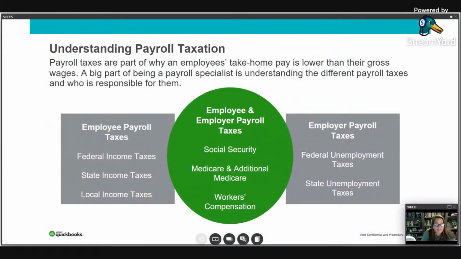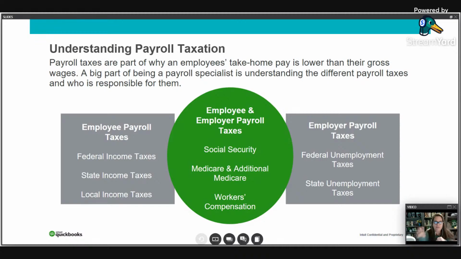So this next section is understanding payroll taxes and any workers' compensation. Payroll taxes are part of why employees' take-home pay is less. That's going to be their net pay. So they have their gross pay, any deductions, whether they're tax or benefits, and then their net pay. So there are employee-paid payroll taxes, which are federal, state, and local income taxes.